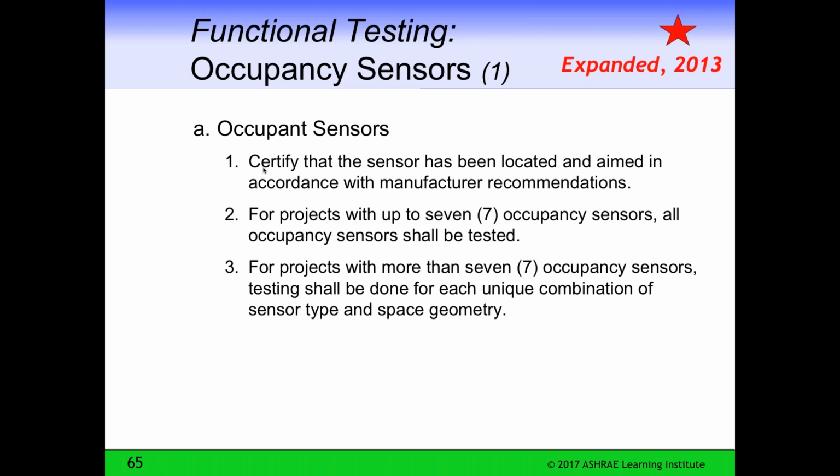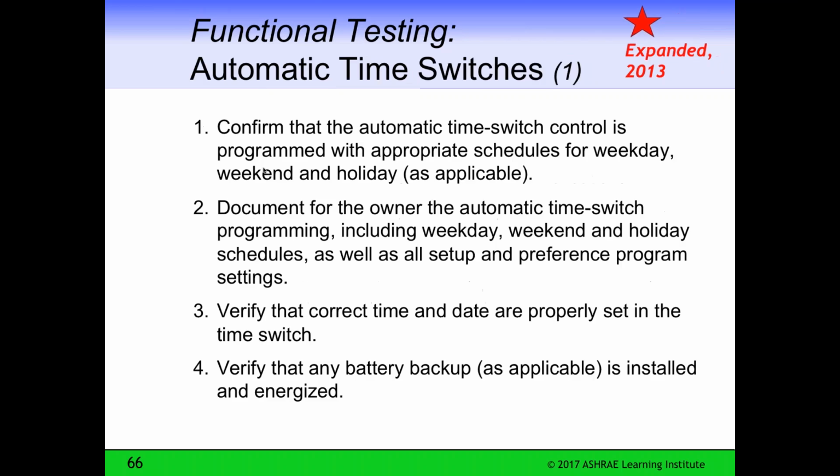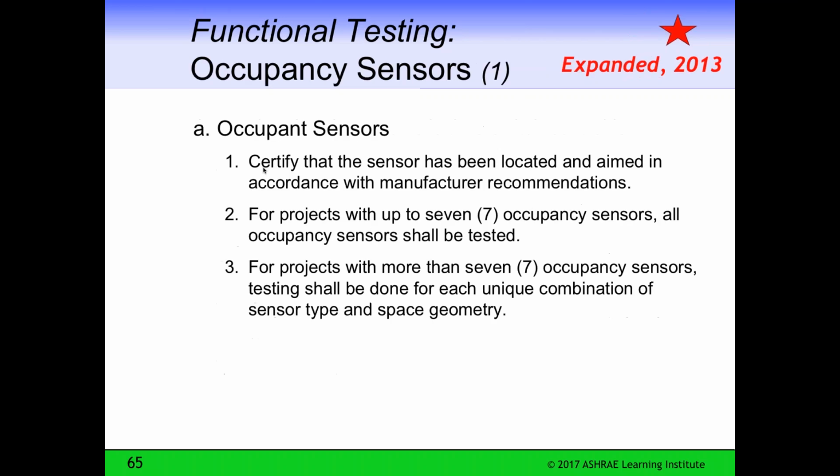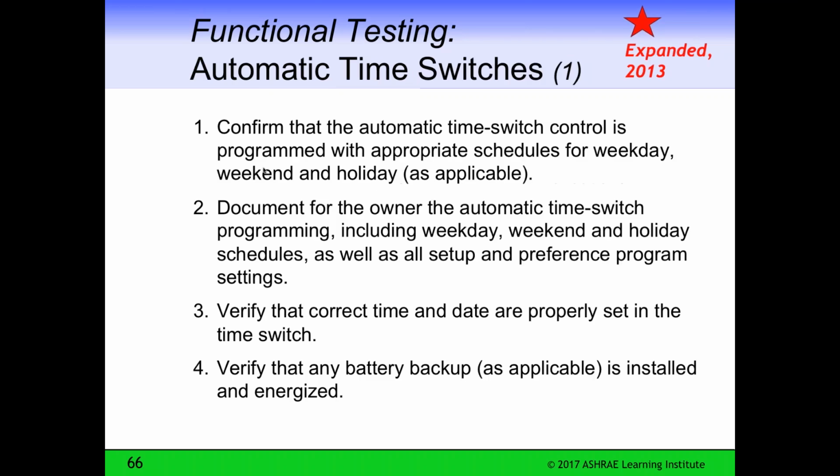For projects up to 7 occupancy sensors, all sensors must be tested. For large projects with more than 7 sensors, the testing shall be done for each unique combination of sensor type and space geometry. What do you have to do? There's more detail, but it's not in this slide presentation.